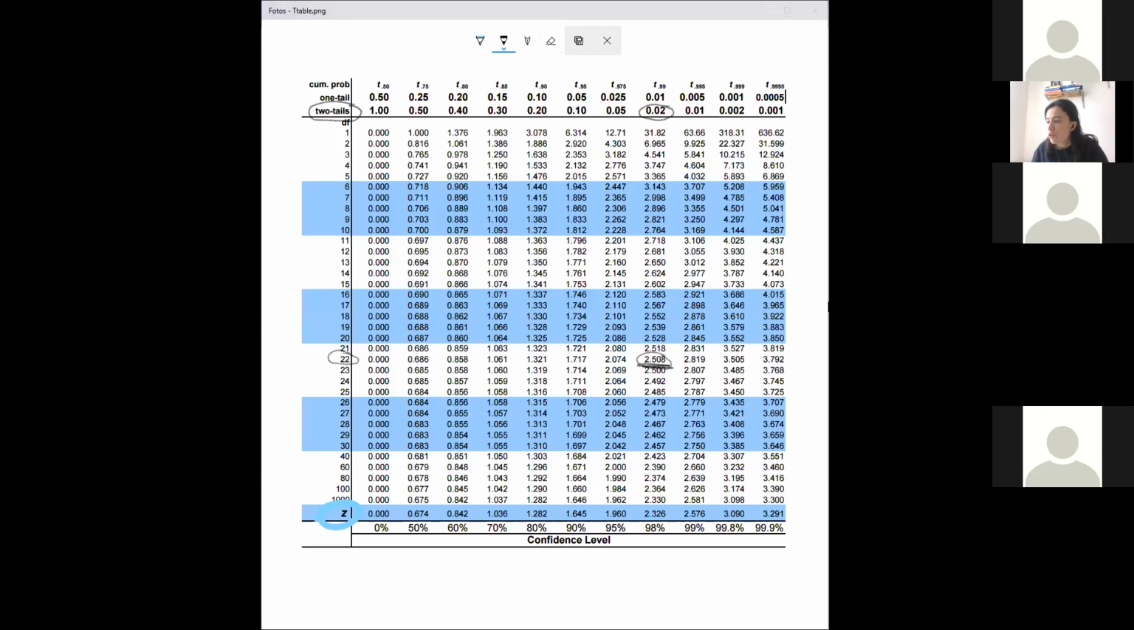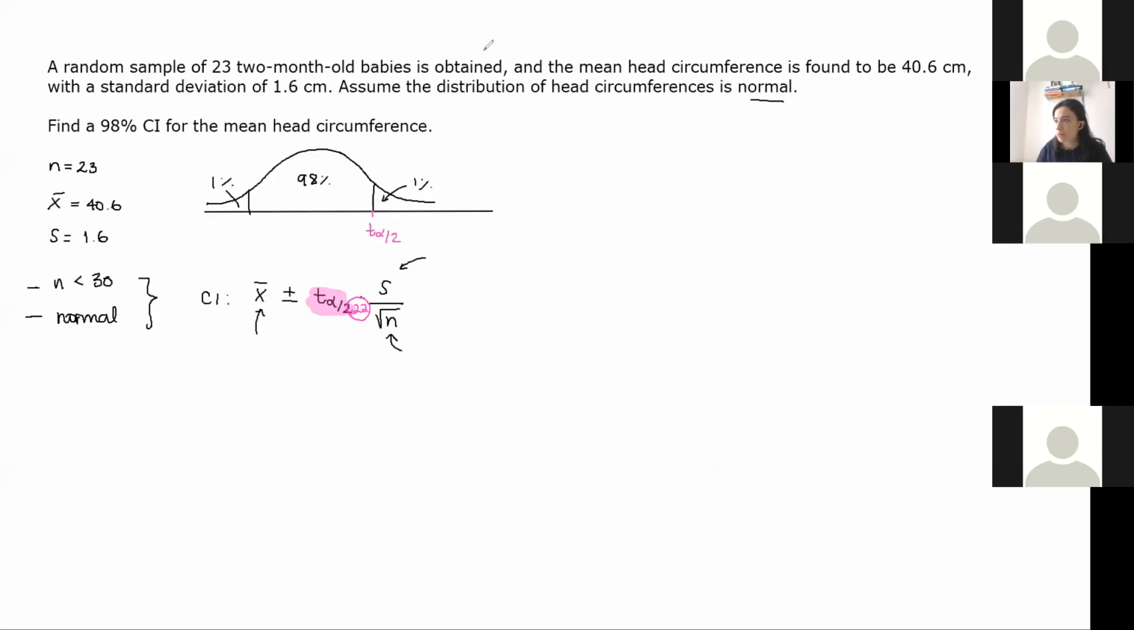Okay, so with the value of 2.508, I'm going to go back to the example here, and now I know that this is 2.508. Right? So that means that my confidence interval will be x bar, which is 40.6, plus or minus, so I'm going to start with minus 2.508 times the standard deviation, which is 1.6, divided by square root of n, so that's square root of 23. So that's the lower bound.